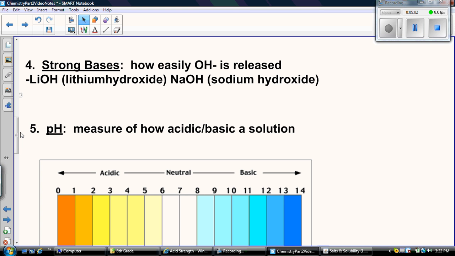So where acids were how easy hydrogen ions were released, bases are how easy hydroxide ions are released. So lithium hydroxide is a strong base compared to sodium hydroxide. Lithium hydroxide will release more OH ions in water. It makes it a stronger base, more toxic than sodium hydroxide.